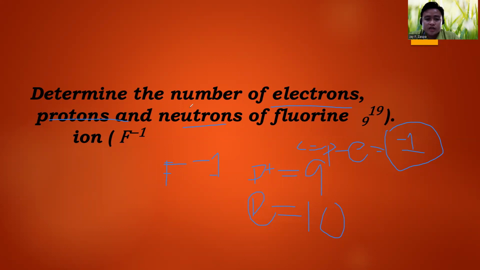For electrons it is 10, and how about the neutrons? I'll be going to get the neutrons. It's very simple. 19 here for mass number minus 9. So 19 minus 9, we have 10 for neutrons. That's it. That's how simple it is. Okay, let's move to the next one.